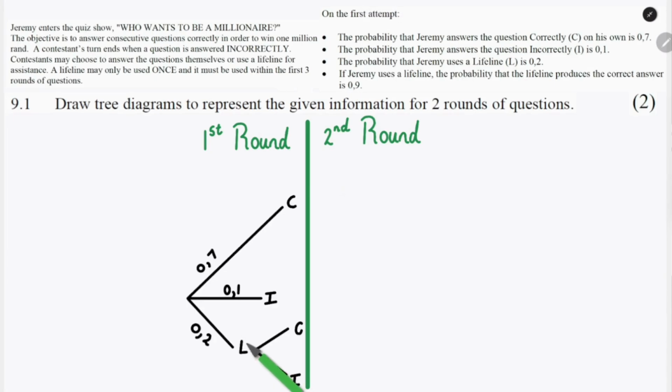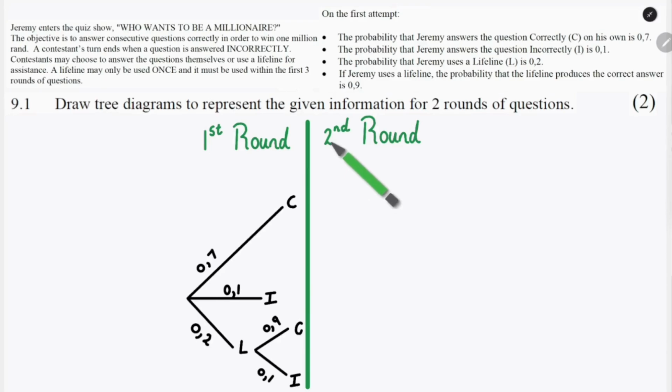And then after using the lifeline, the probability of getting it correct, let's have a look here. He uses the lifeline. The probability that he produces the correct answer is 0.9. So this branch will get a 0.9, which means that the branch below will be 0.1 because we use the complement rule. These two numbers must add up to 100%. So if he's got a 90% chance of getting it correct, he's got a 10% chance of getting it incorrect.